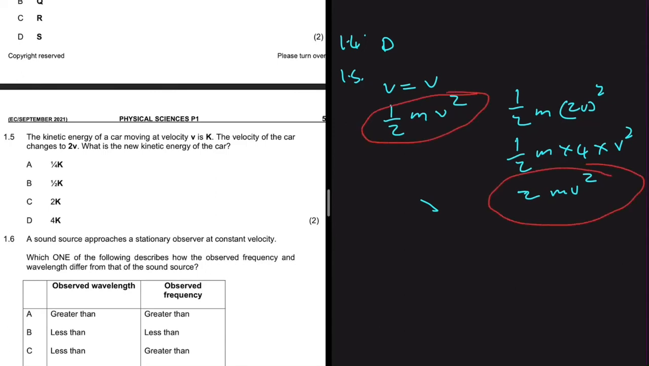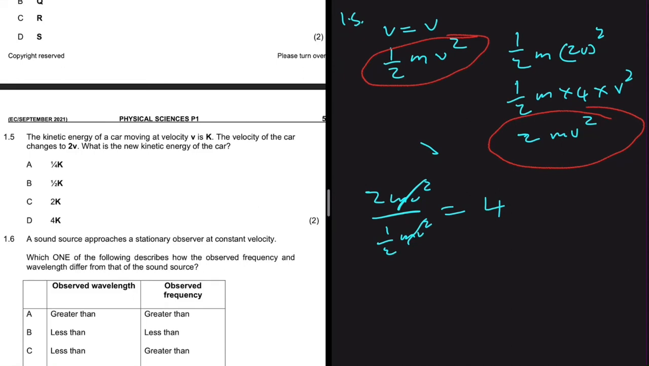How is the kinetic energy of the new car different from the first car, right? It's 4 times greater, because you can easily say 2mv squared divided by a half mv squared. This should be equal to 4. mv squared and mv squared cancel out. We have 2 divided by half, which is equal to 4.